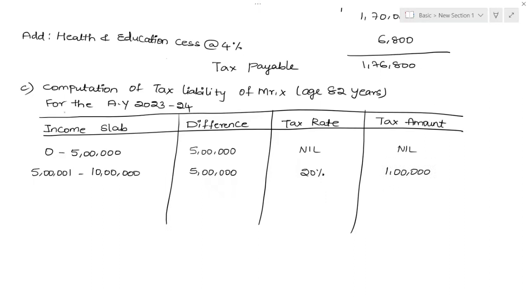Now how much is left? 10 lakhs 1 rupee to 12 lakhs. How much is the difference? 2 lakhs. Tax rate 30%. So 2 lakhs into 30%, how much will it come to? 60,000 rupees.